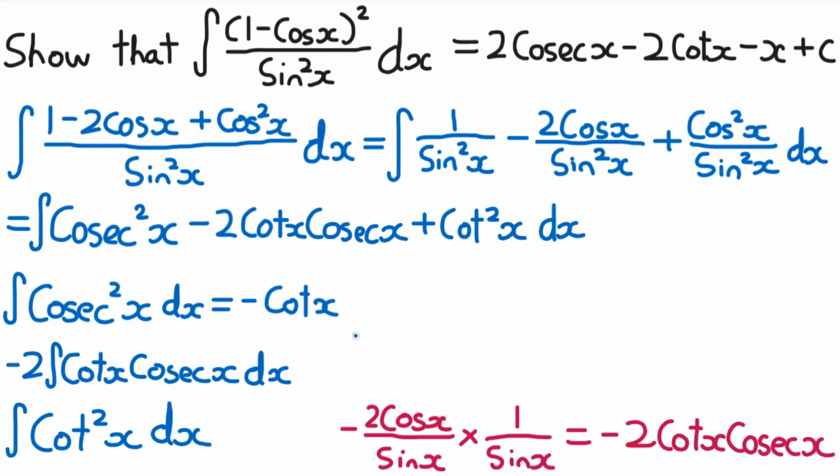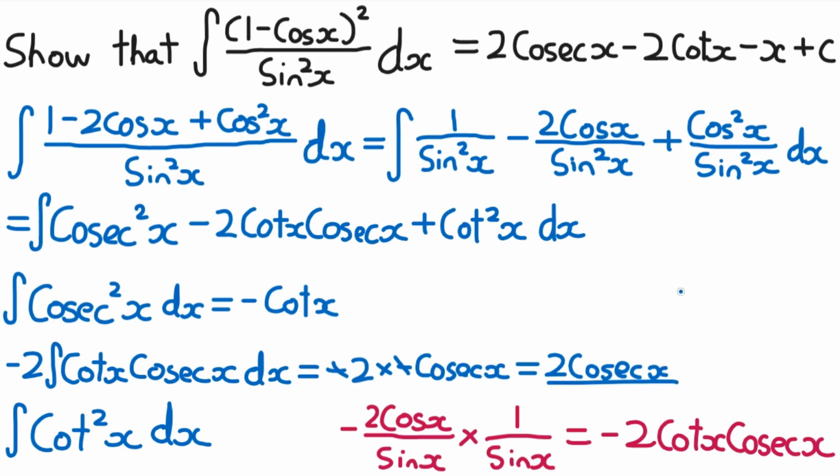You need to know that this is equal to minus cosec of x when you integrate cot x cosec of x. So then this is going to be minus 2 multiplied by minus cosec of x. These two minuses cancel out to leave us with 2 cosec x.